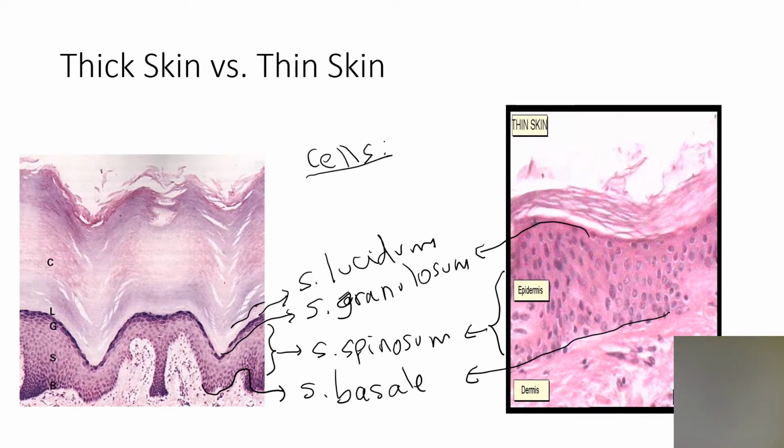One of the differences between thick and thin skin is found in the next strata. Superficial to the stratum granulosum, thick skin has a clear layer of dead cells called the stratum lucidum. This layer is not visible in thin skin. The stratum lucidum is made of dead keratinocytes.